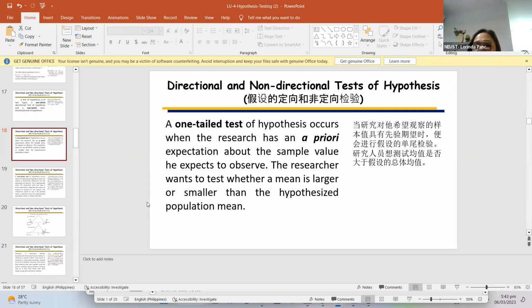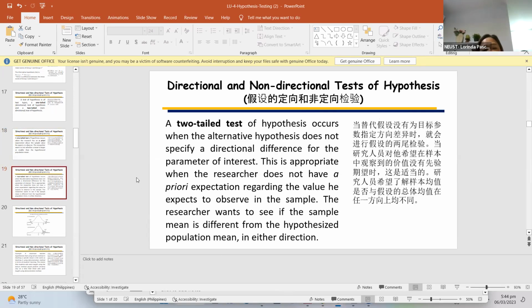Pag nagbigay ka ng remedial, meron ka na agad assumption na effective yung ginawa mong intervention. So the assumption would be mas mataas yung makukuha na score ng mga estudyante kasi nag-conduct ka ng remedial test. So meron ka ng priori expectation. Either mataas yung makukuha nilang score or hindi naman bababa kasi ang expectation mo ay tumaas dahil nag-conduct ka ng remedial. So in this case, meron ka dong one-tailed test. Yun yung gagamitin mo kasi you already have a priori expectation about the sample value that you expect to observe. So that is the time you use a one-tailed test.